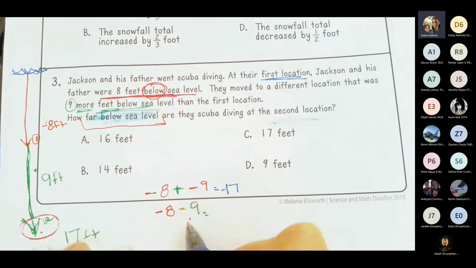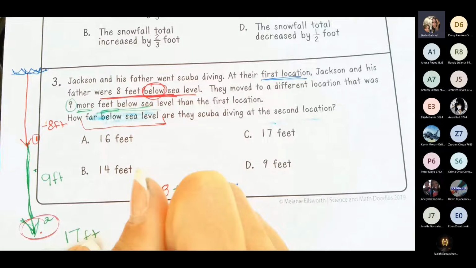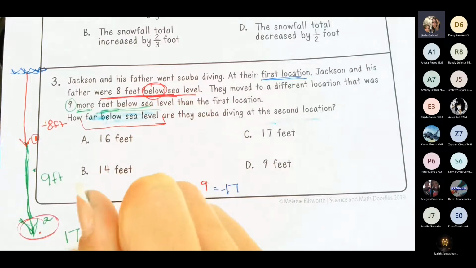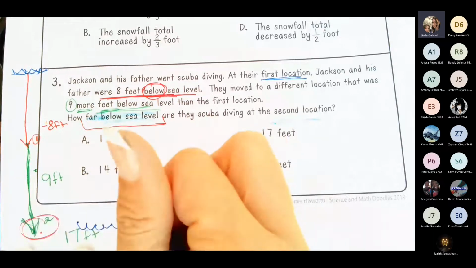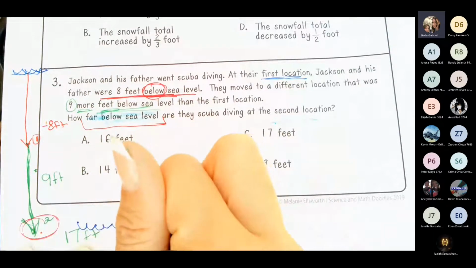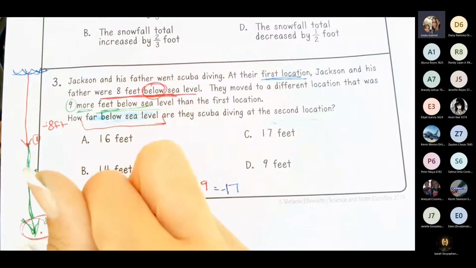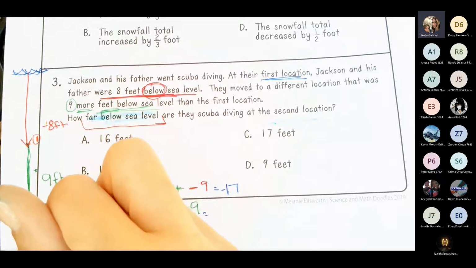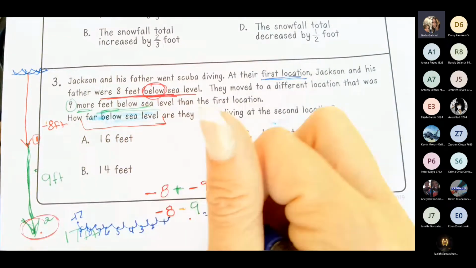If I move on the number line over 9, right, I'm going to go negative 9, negative 10, negative 11, negative 12, negative 13, negative 14, negative 15, negative 16, negative 17, right? So it's going to be 1, 2, 3, 4, 5, 6, 7, 8, 9 spaces over, right? So just subtract that 9 here at negative 17.